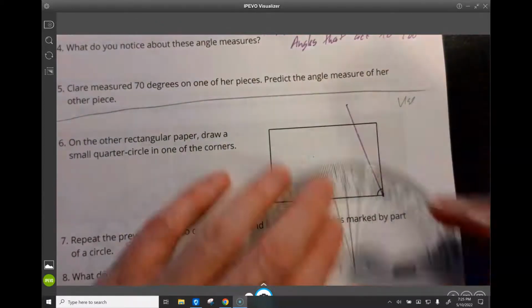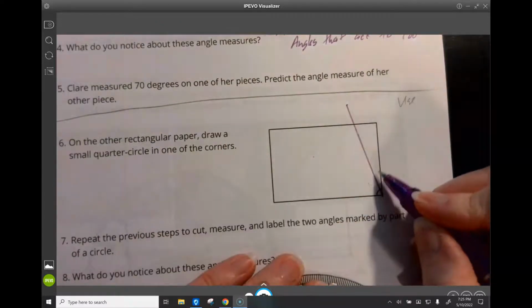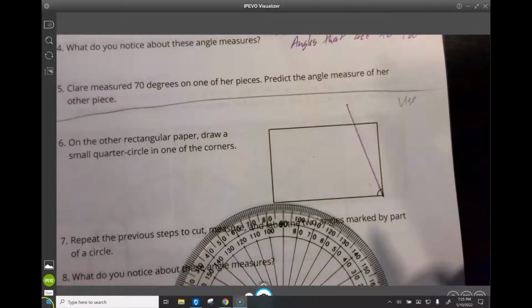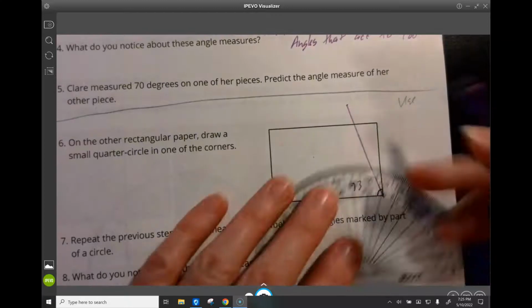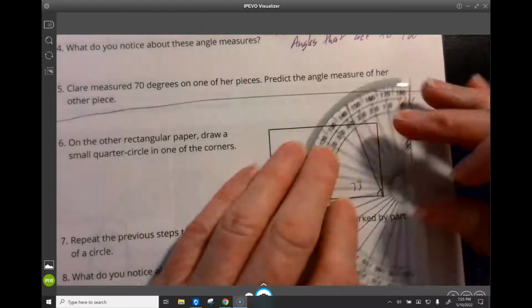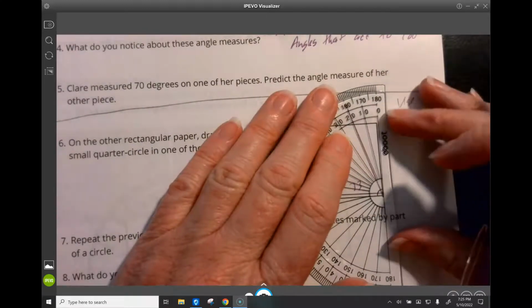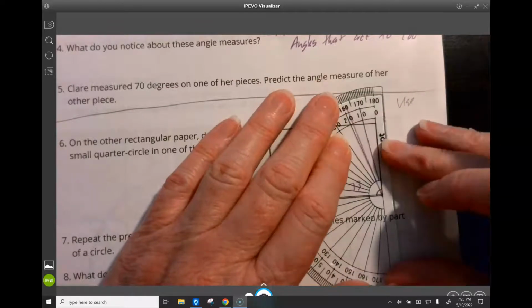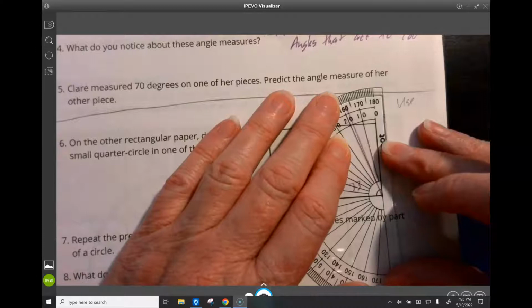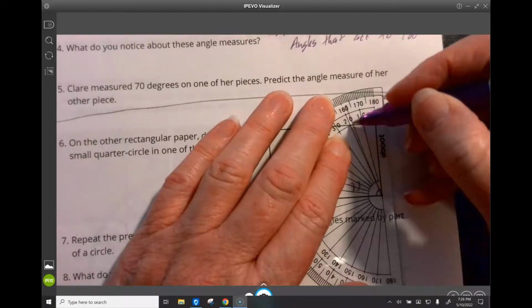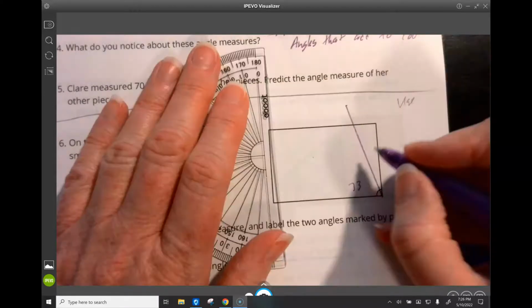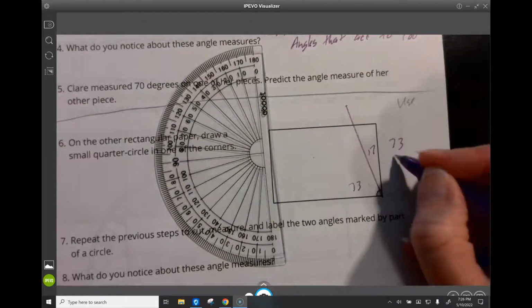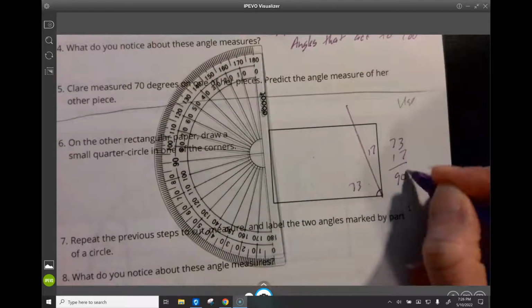Okay, measure each of these two angles. So wherever you drew your line, measure those two angles. Ready, go. So I got this one no problem because I could just go here, but to do this one, I have to turn my protractor, and I'm going to line it up right here, but see how I'm turning my protractor off to the side, and when I go to measure that one, that's going to be 17 degrees. And look what happens. 73 plus 17 gives me 90.